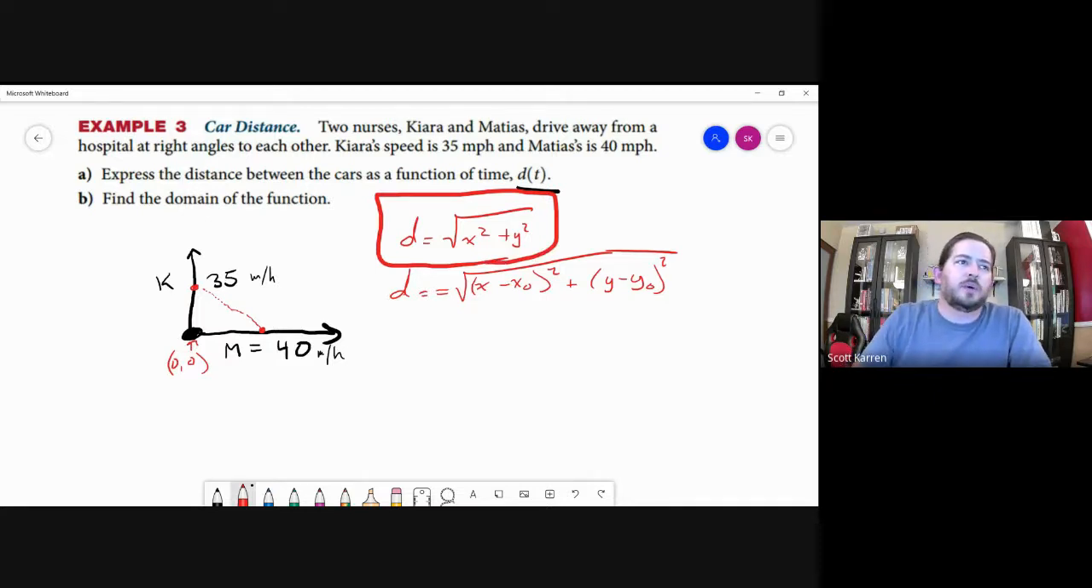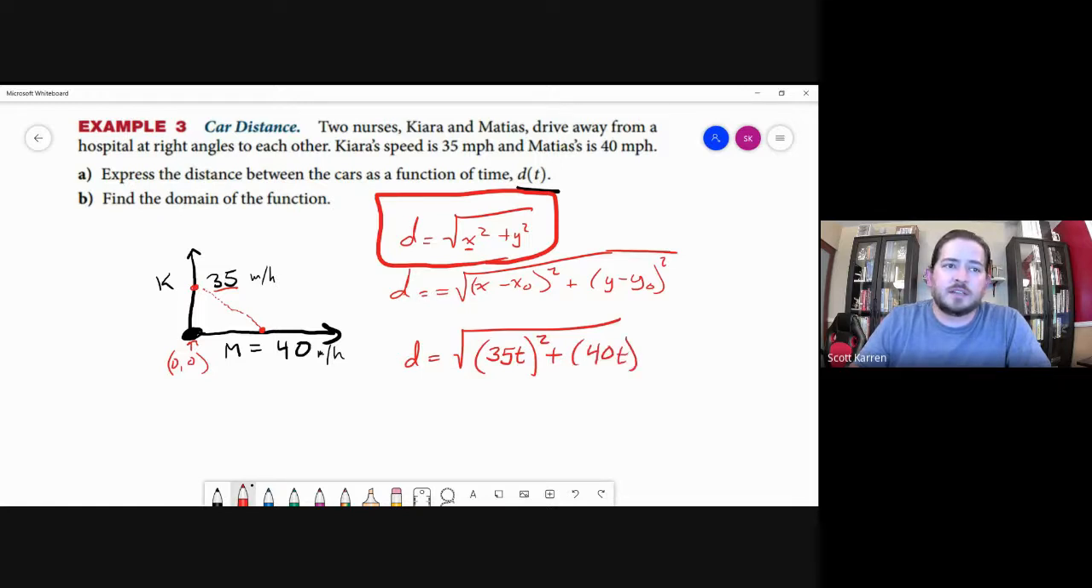So I don't know what her position is at any given time, but I know how fast she's going. And so I really kind of do know her position as a function of time. It's going to be 35t, where t is in hours. So I square that value. And I do the same with Matthias's, but her speed is 40, so her distance will be 40t. If I square that, there I have the distance between them at any given point in time where t is given in hours.